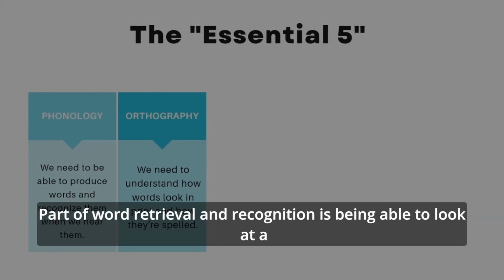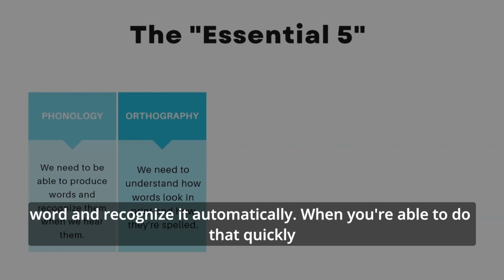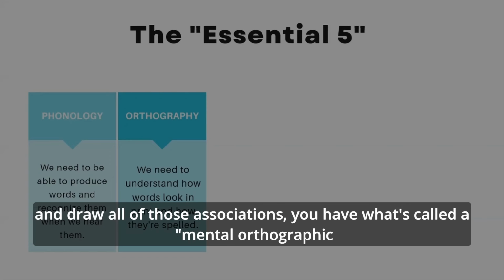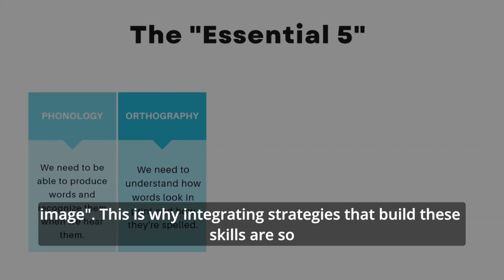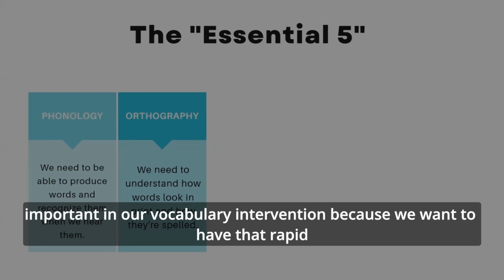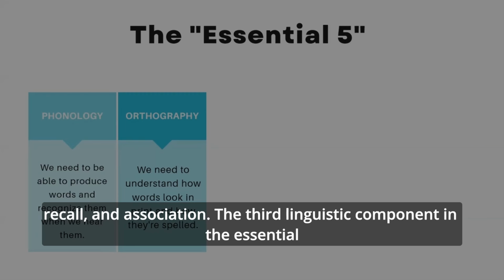Part of word retrieval and recognition is being able to look at a word and recognize it automatically. When you're able to do that quickly and draw all of those associations, you have what's called a mental orthographic image. This is why integrating strategies that build these skills are so important in our vocabulary intervention, because we want to have that rapid recall and association.